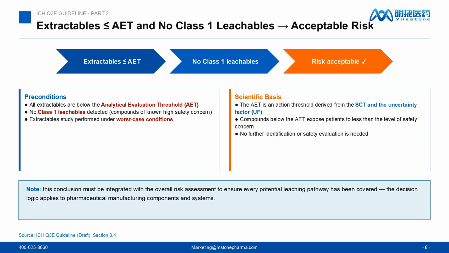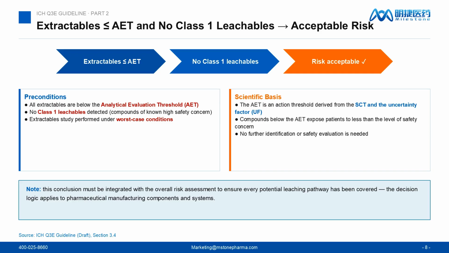Let me unpack why this rule is safe. The AET, Analytical Evaluation Threshold, is not an arbitrary line. It is derived from the safety concern threshold, adjusted by an uncertainty factor. If a compound is below the AET, then even in the worst case, the patient's exposure stays below the level that toxicologists worry about. It is like an airport security scanner calibrated so conservatively that anything it ignores is, by definition, harmless.